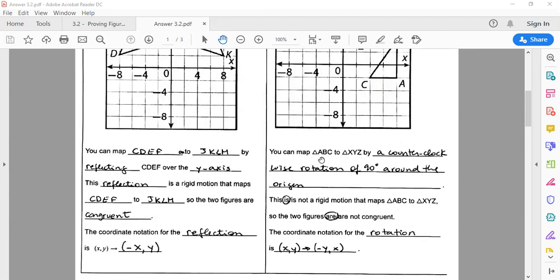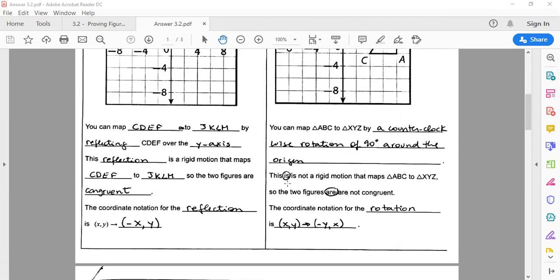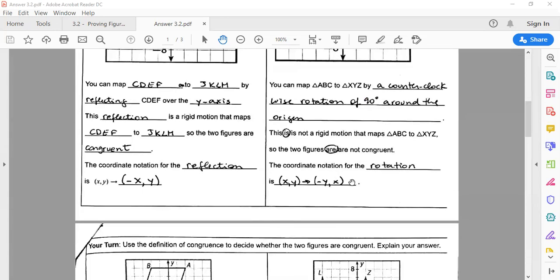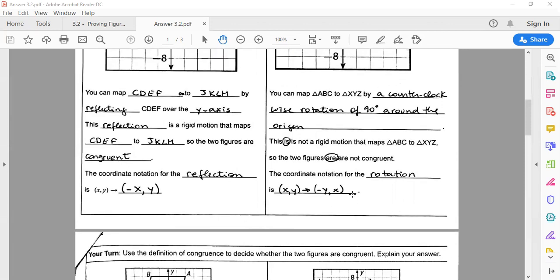So you can map triangle ABC to triangle XYZ by a counterclockwise rotation of 90 degrees around the origin. This is a rigid motion, so the two figures are congruent. The coordinate notation for the rotation is (x, y) maps to (-y, x).